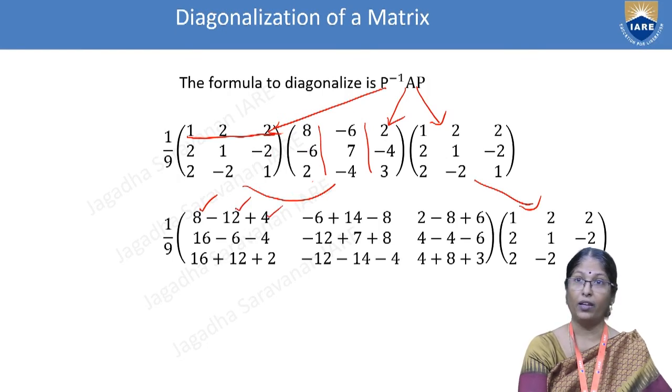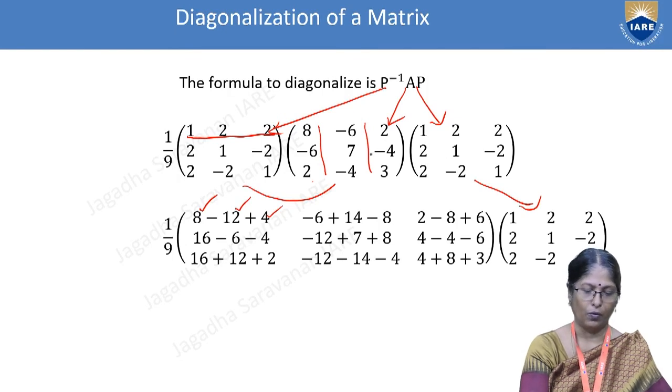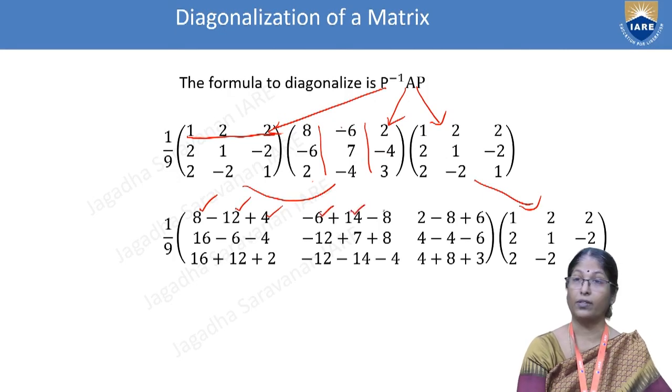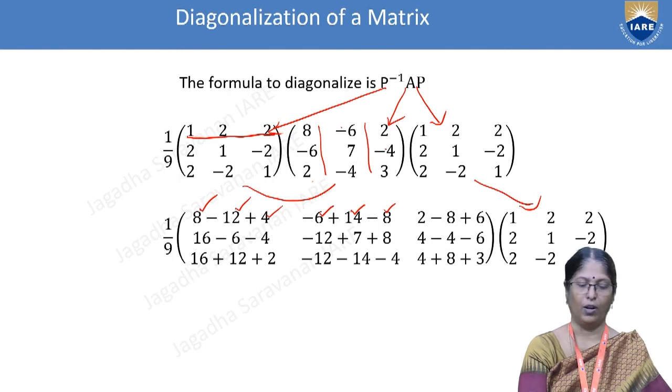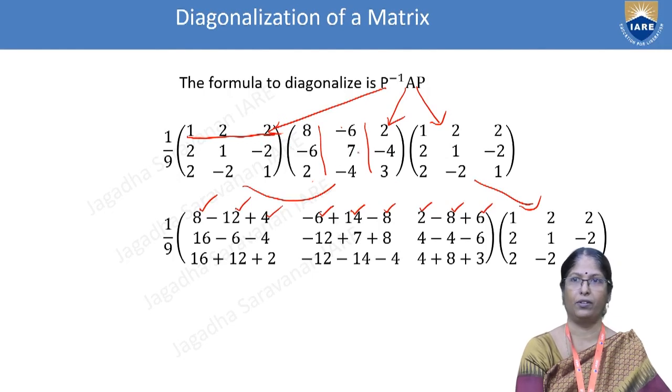But first row taking, more 2 columns are there. So first row taking here 1 into minus 6, 2 into plus 14, 2 into minus 8. Now first row, second column is completed. Next first row, third column 1 into 2, 2 into minus 4, 2 into 3. First row taking, our work related to columns of second matrix is completed.